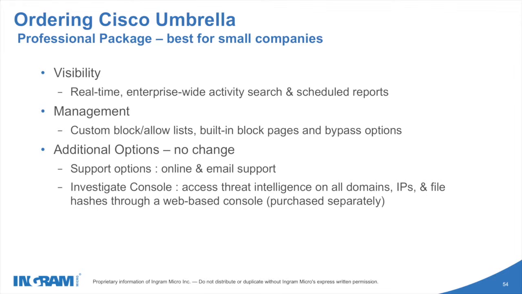So we are here for the professional offering, even if it addresses the SMB up to enterprise level, but we have different options. So we see that for the first option, the professional package, we have already custom block or allow lists, built-in block pages. Investigate console for this package as well. It's purchased separately. So what it does, access threat intelligence on all domains, IPs, and file hashes through a web-based console.